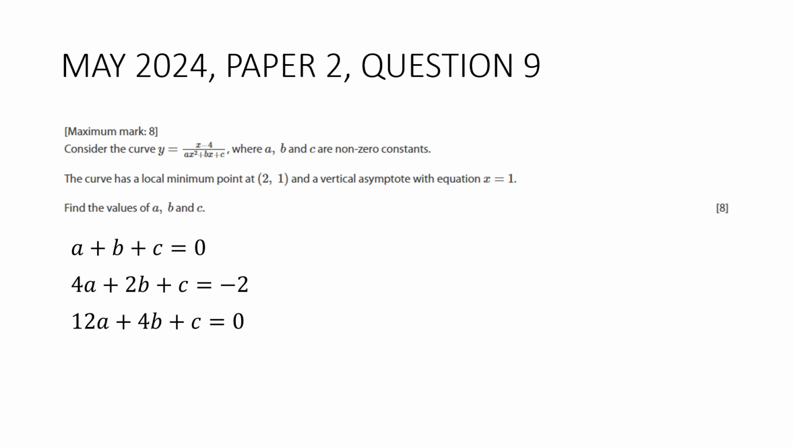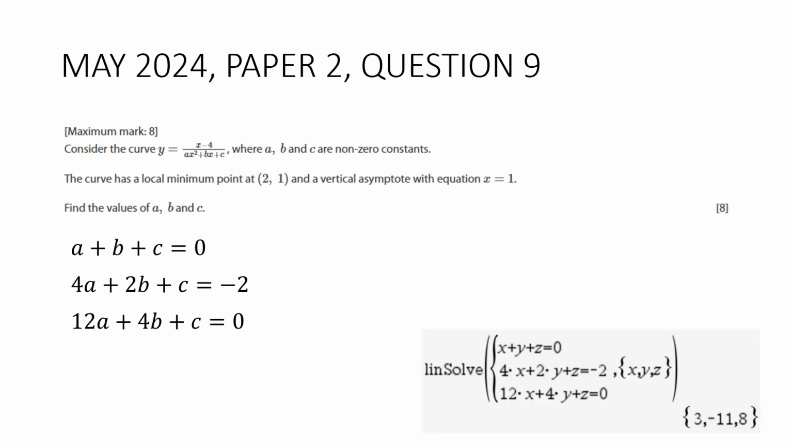And so we have 3 equations. And just putting that into the graphics calculator and solving it, we end up with a is equal to 3, b is equal to -11, and c is equal to 8.